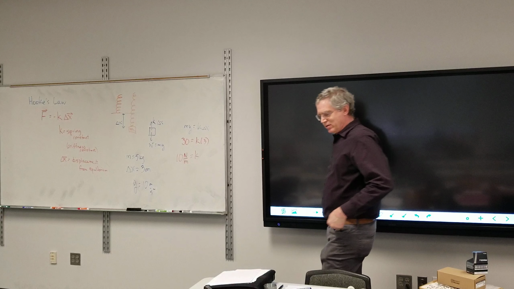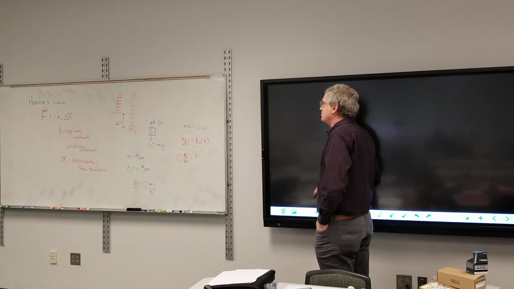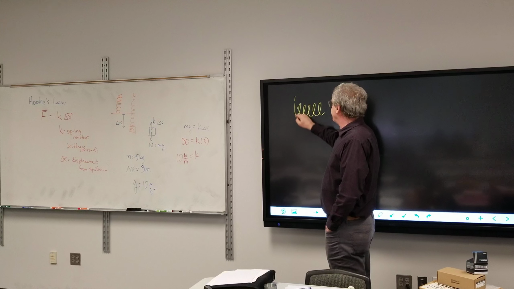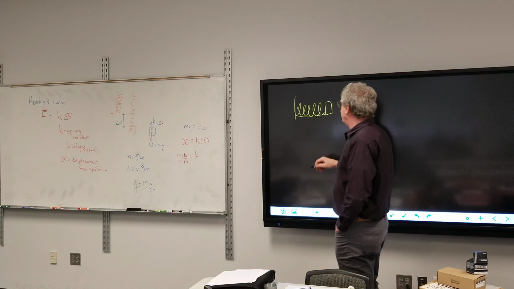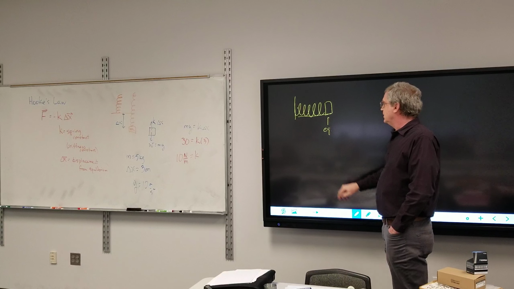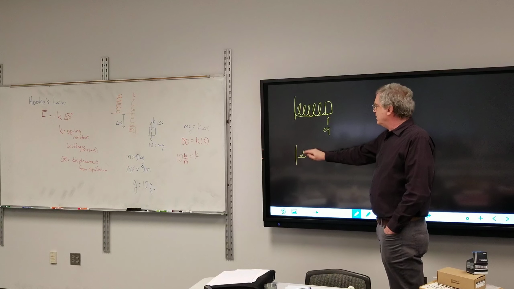And let's talk about what that pattern is. So I take that spring, I attach a mass to it, and this will be its equilibrium position right here. I then take it. It's an ideal spring.